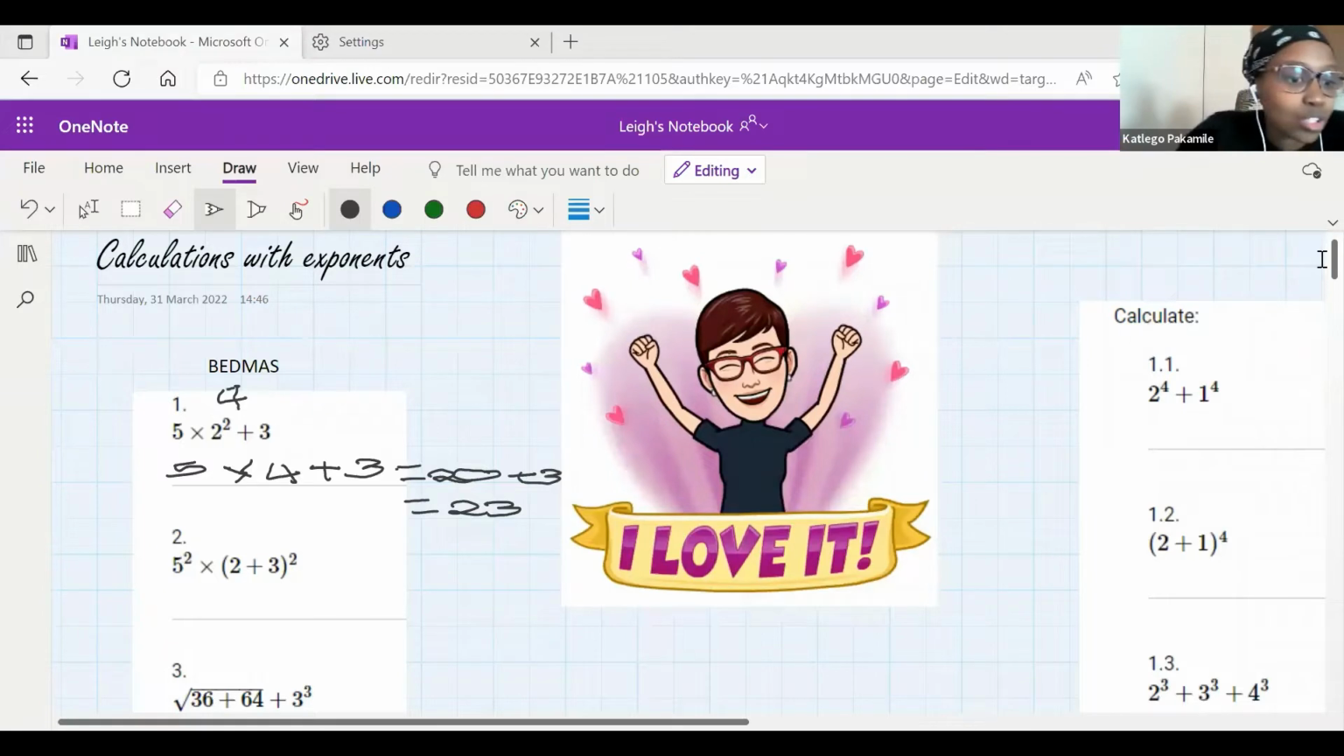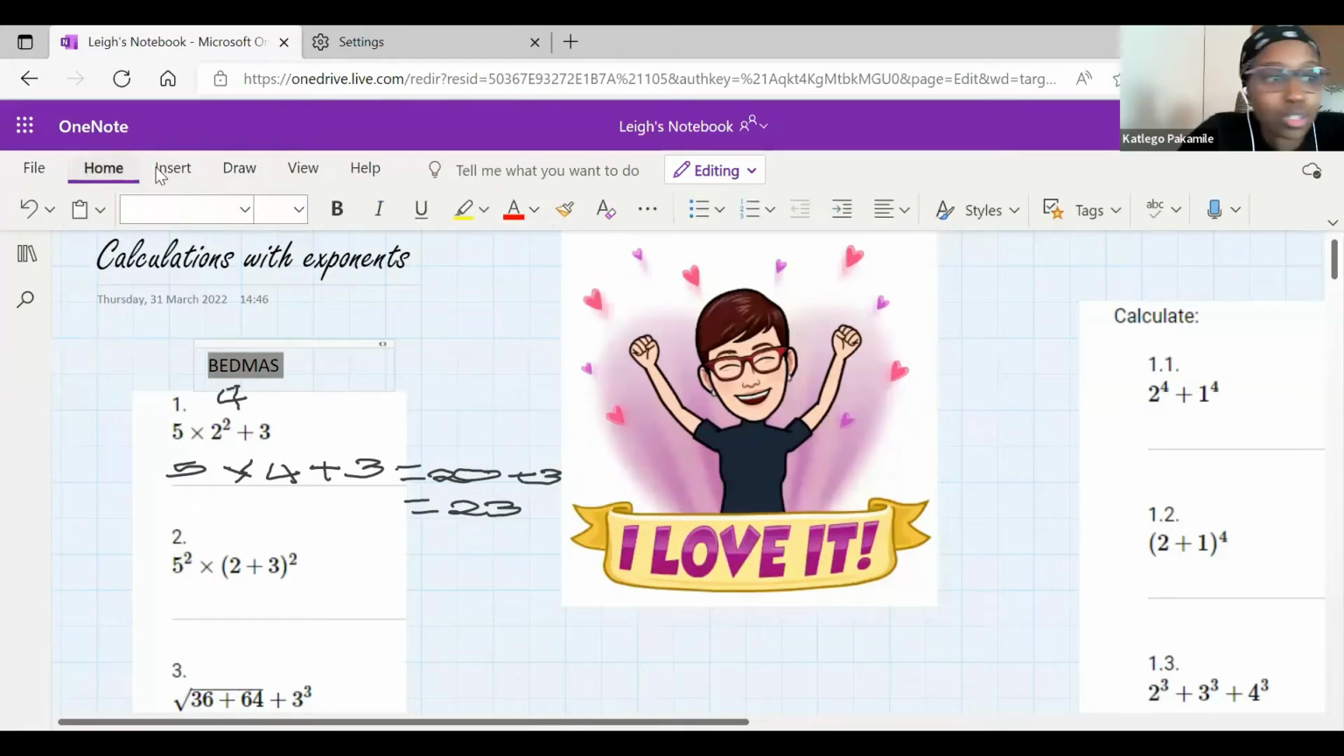Okay, let's move on to number 2. Okay, so number 2 says 5 squared multiplied by, in brackets, 2 plus 3 squared. Right, so can't forget this rule at the top, which is BEDMAS, right? So let's go. Let's see who's going to do this one for us.